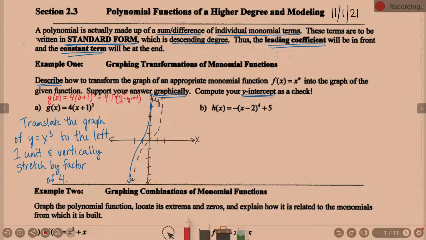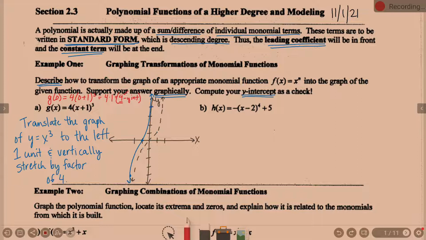As you look at your graph, one thing I personally think is helpful is to look at the original graph of y equals x cubed. So if I do y equals x to the third, and then we had, what was it, 4 parentheses x plus 1 raised to the third.